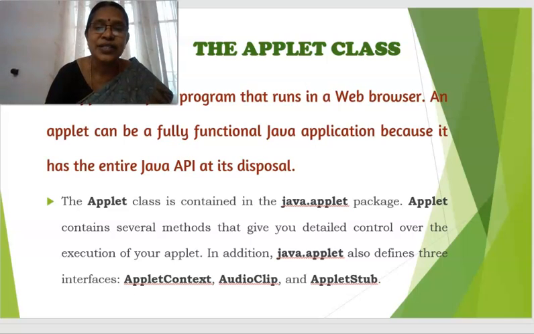The Applet class is contained in the java.applet package. Applet contains several methods which control the execution of the applet. In addition to the Applet class, the package includes three interfaces: AppletContext, AudioClip, and AppletStub.